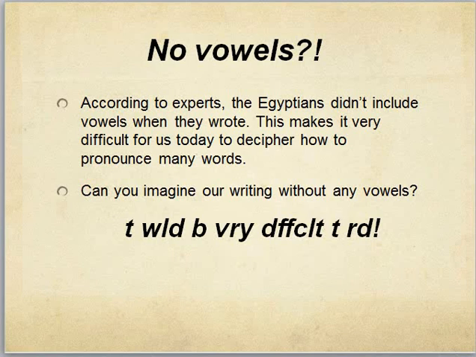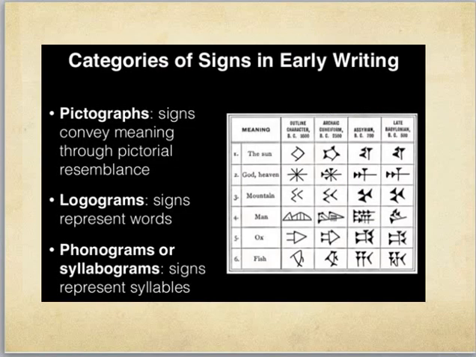What's new over there? No vowels used by Egyptians. According to the expert, the Egyptians didn't include vowels when they wrote. This makes it very difficult for us today to decipher how to pronounce many words. For example, it would be very difficult to read this sentence, in which there is no use of vowel sounds.